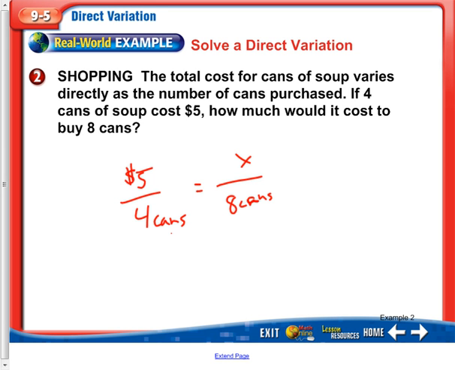Well, notice here that we're doubling the order, so we're doing times 2. So you're going to do the same thing to the top. So x equals $10. So it'll cost you $10 for 8 cans, as long as there's a direct variation involved. You know, some places might give you a deal. If you buy more, you can pay a little bit less. So this is assuming that everything is proportional and equivalent, and you're going to pay $10 for those 8 cans.